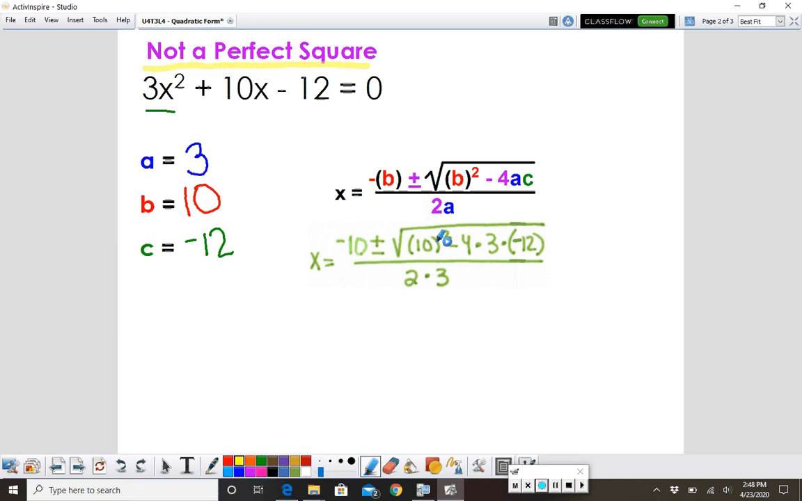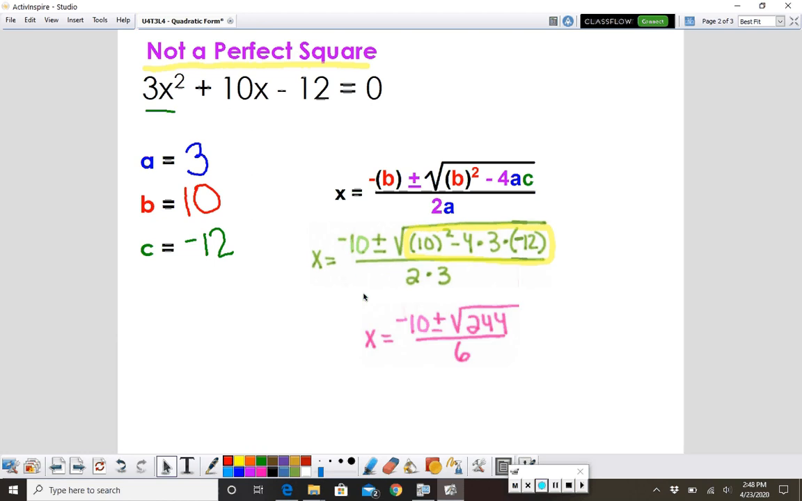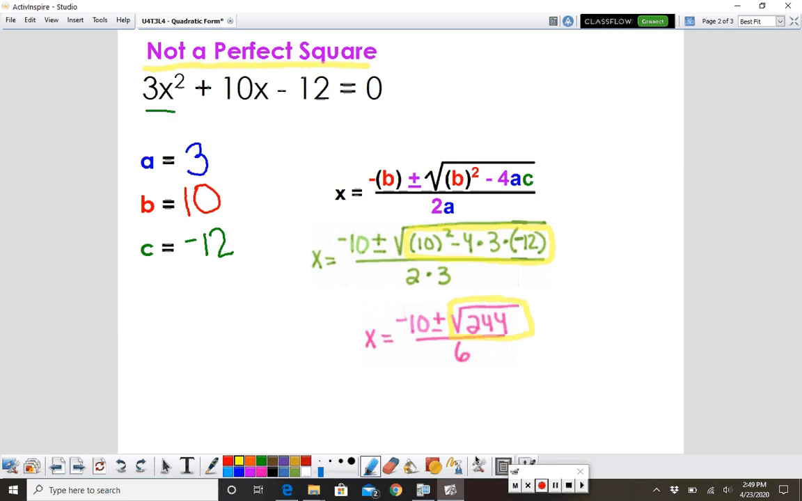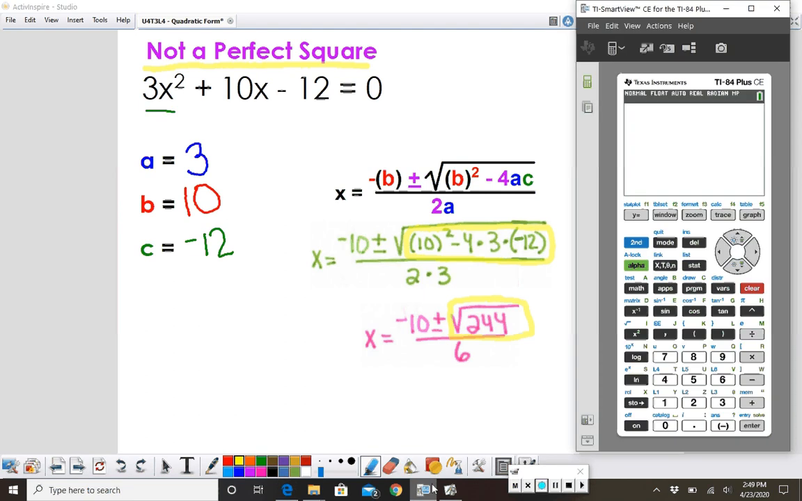So again, we're going to do this part under our square root symbol. So 10 squared minus 4 times 3 times negative 12. And when we get that, what we're going to get is negative 10 plus or minus the square root of 244. So my next step is to take this square root. Okay. Now every time we've done these problems before and we've taken our square root, we've gotten a whole number. That's not going to be the case most of the time. Most of the time when you take a square root, you're going to get a decimal.